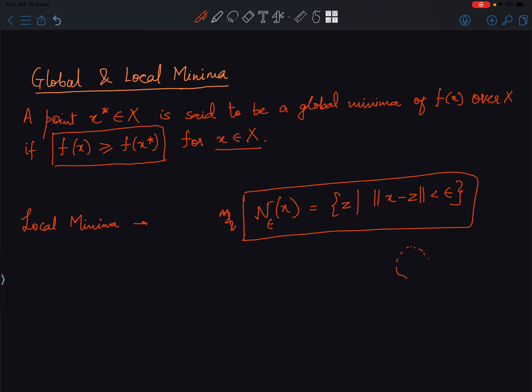Suppose this is my point x. All the points within the epsilon distance from x are called the neighborhood of x.